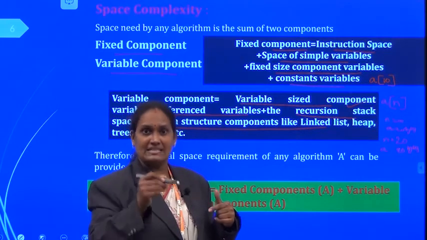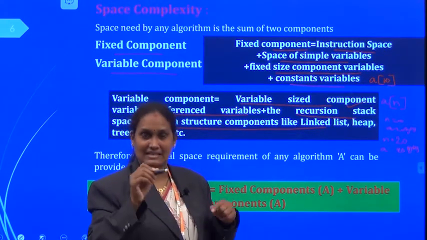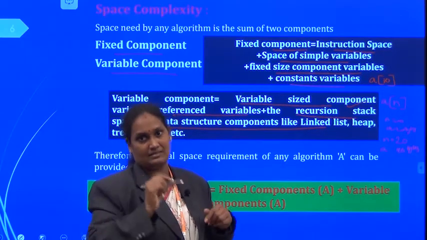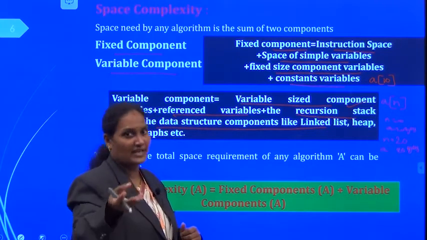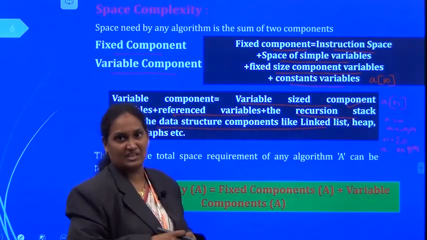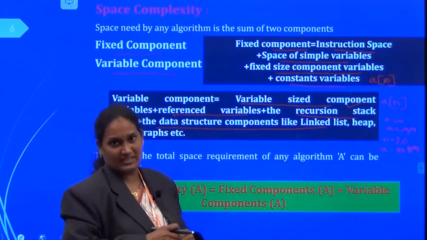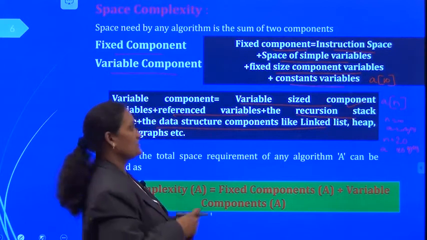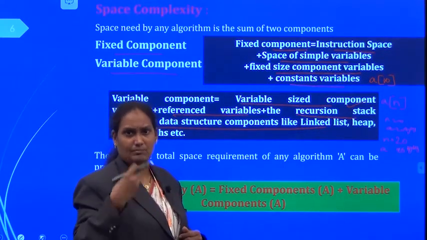So, the size or the space required by that A is decided by the variable n. Next, referenced variables are nothing but the pointer variables that we are using. We are using various pointer variables. The space required for those pointer variables is nothing but referenced variables, and stack space which is used for internal processing.